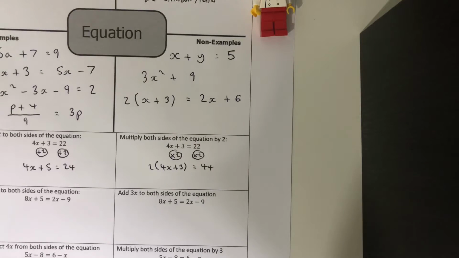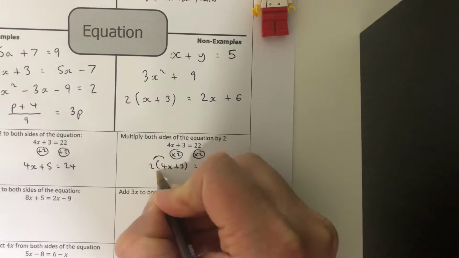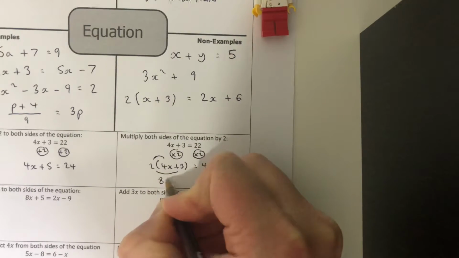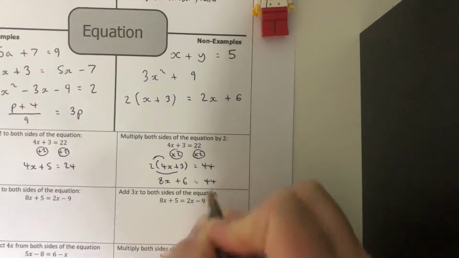That's okay. I've done it. I've times both sides by 2. If you want to expand the brackets like we've been doing, okay, let's do it. 2 lots of 4x are 8x. 2 lots of 3 are 6. So that equals 44. That's all I'm looking for.